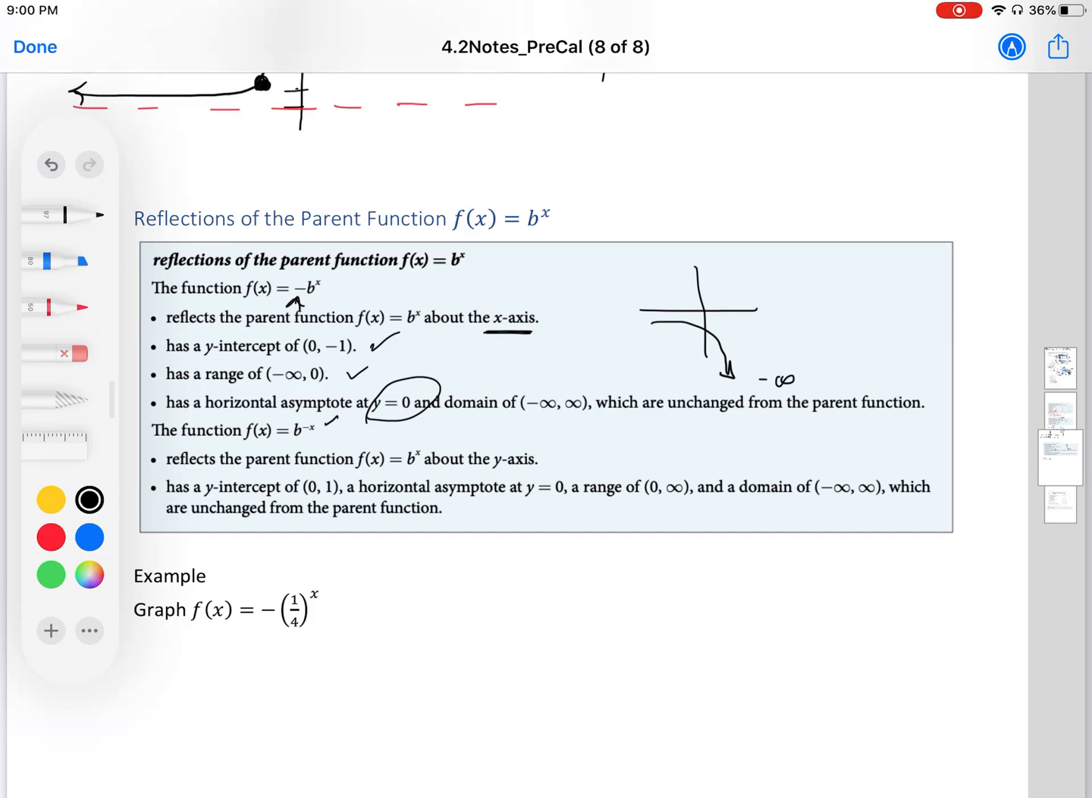Now, what if our exponent is a negative? The function f of x equals b to the negative x reflects the parent function about the y-axis. So we have our x-axis and our y-axis. So our graph, instead of going this way, will now go this way. It also has a y-intercept at (0, 1), and a horizontal asymptote at y equals 0. A range from 0 to infinity and a domain of negative infinity to infinity.